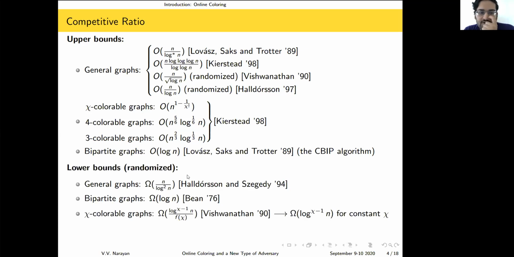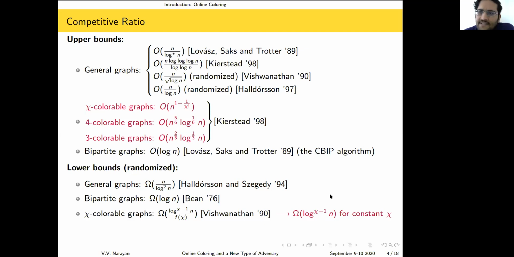There are also lower bounds on the same graph classes: general, bipartite, and chi-colorable. And something interesting that you can notice in this table is, if you look at general graphs, the upper bound of n over log n and lower bound of n over log squared n have just a logarithmic gap. And if you look at bipartite graphs, the upper bound of log n and the lower bound of Omega of log n are essentially tight. But for graphs with small constant chromatic number, like 3- and 4-colorable graphs, the upper bound is still a fairly large polynomial, but the lower bound is just polylog. So there's a huge gap here.